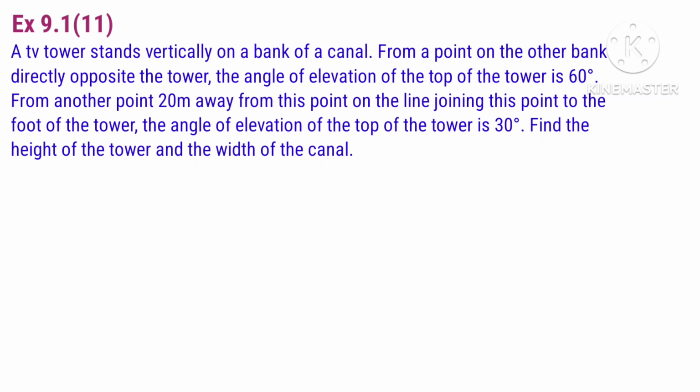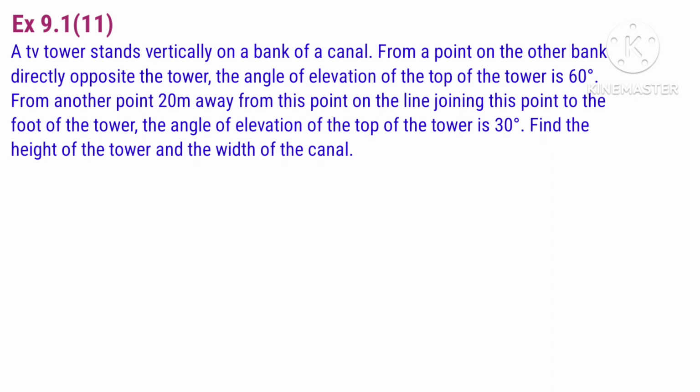From a point on the other bank directly opposite the tower, the angle of elevation of the top of the tower is 60 degree. From another point 20 meter away from this point, on the line joining this point to the foot of the tower, the angle of elevation of the top of the tower is 30 degree. Find the height of the tower and width of the canal.